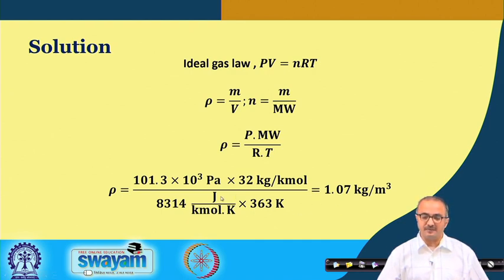With this, we now compute the values and we find the value of the density of oxygen at 90 degrees centigrade. Sorry, joule is Newton meter, and Pascal is Newton per meter square. So, Newton per meter square, Newton meter, Newton gets cancelled, and you get meter cube in the denominator, and that is how you get the density as kg per meter cube.